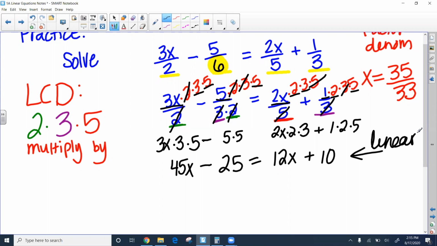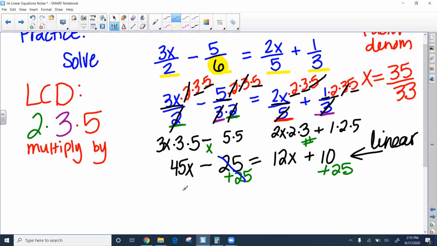Okay, so after we get rid of the fractions, this is what we're left with, and this is now just a linear equation. And we can solve from here. So with the linear equation, we want to get the x's on one side and the numbers on the other because we're trying to isolate the x. If I'm trying to get the x's on the left side, I'm going to add 25 to both sides. And that will get rid of this minus 25 here.